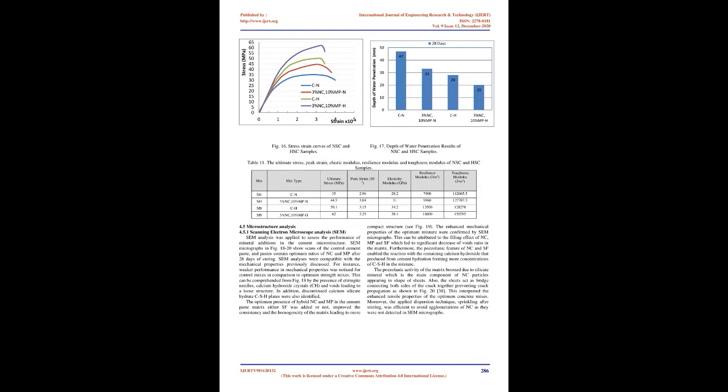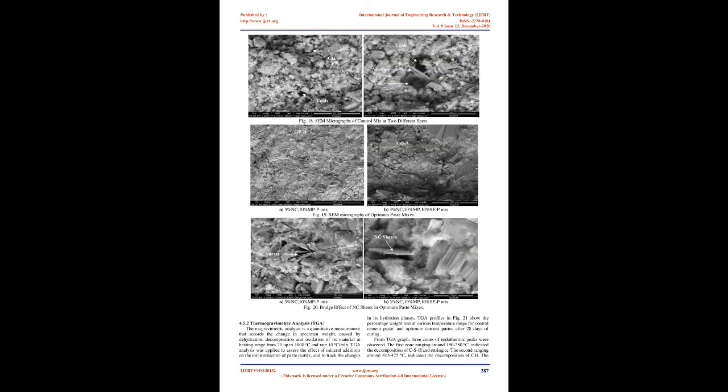4.4 Results of experimental work. Part 3, Physical properties of concrete mixtures. 4.4.1 Permeability. Water permeability test results of specimens at 28 days are shown in Fig 17. It can be observed that optimum mixes have lower water penetration depths compared to NSC and HSC samples. The decrease in water permeability of optimum samples compared to control samples at 28 days was 29.8% and 28.6% in case of NSC and HSC, respectively. The improvement in resistance to water permeability is attributed to the filler effect of NC and MP, as they reduce the permeable pores in concrete and produce more durable concrete.